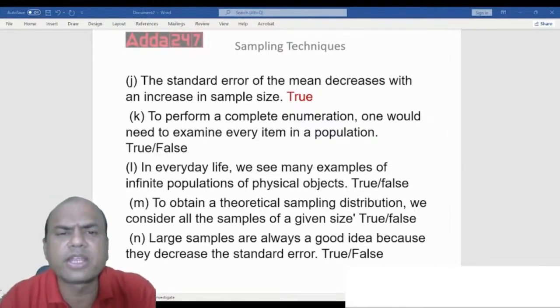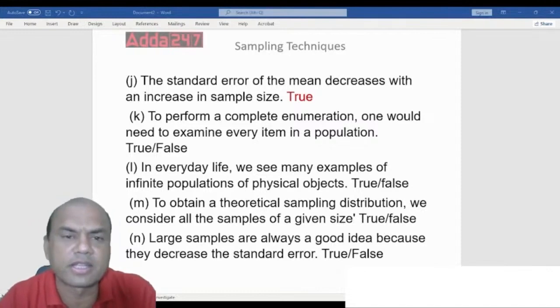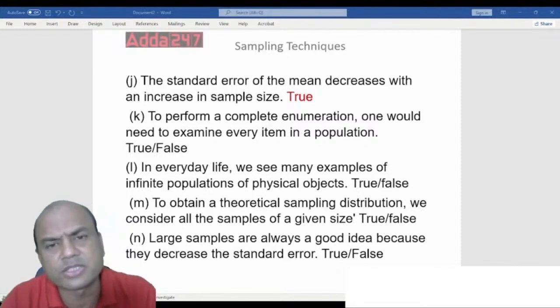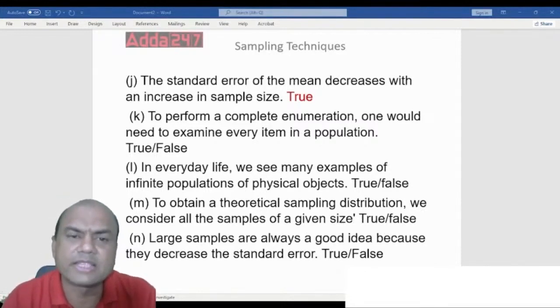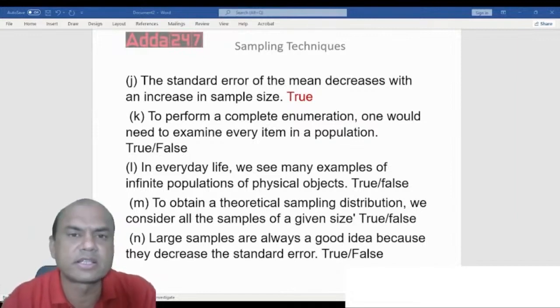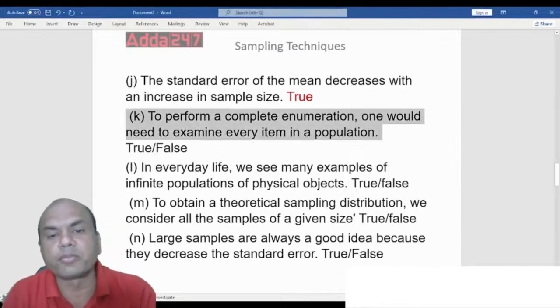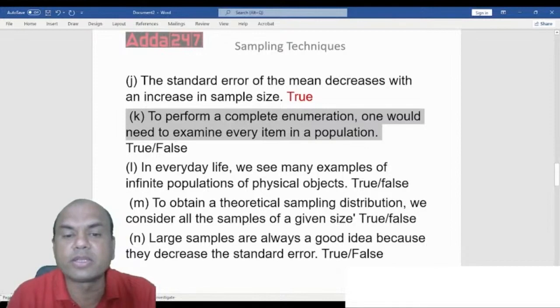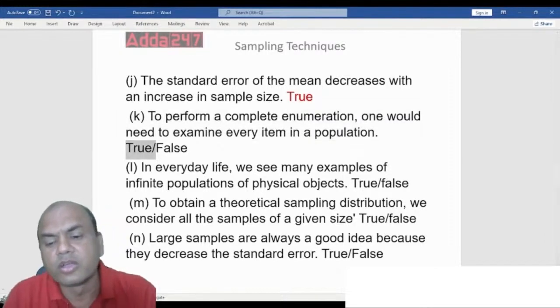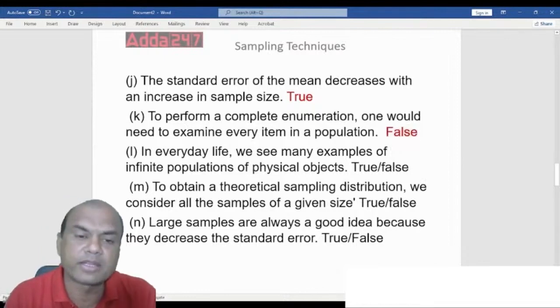What do we do in this? We take some representative samples. We'll take the samples from various corners of the city, or some 10 samples from various corners of the city, and then we'll find out the average salary, right? So, to perform the complete enumeration, one would need to examine every item in the population. That is false. You need not do the survey of each and every element.